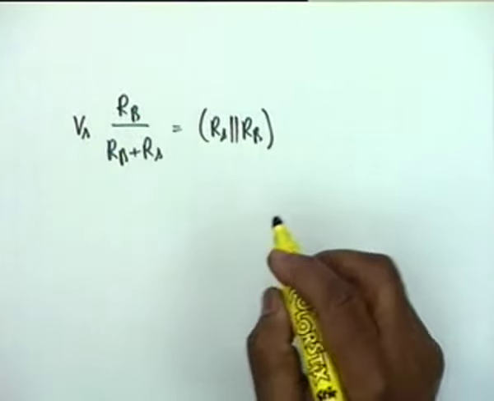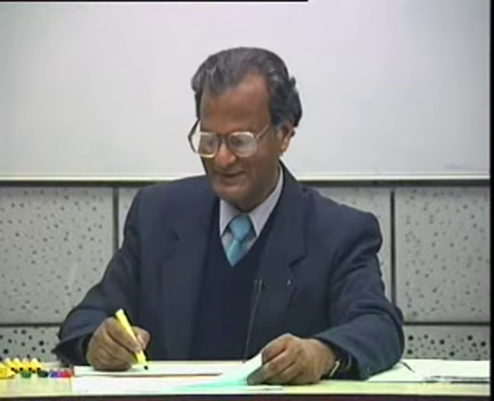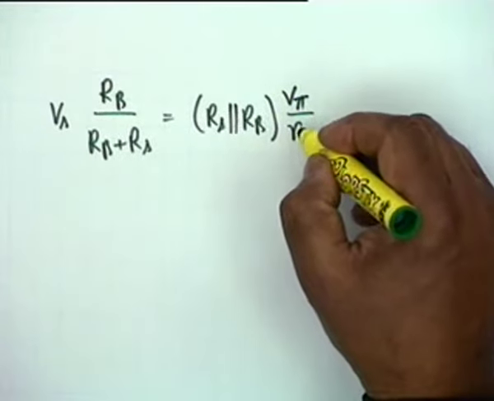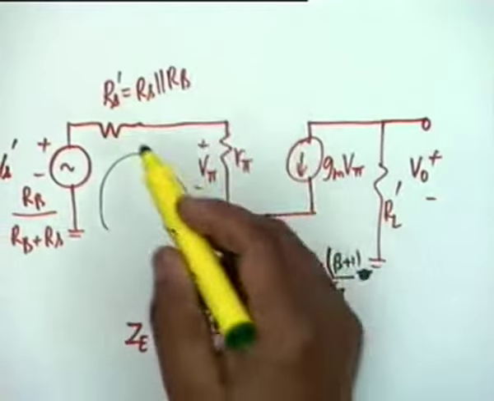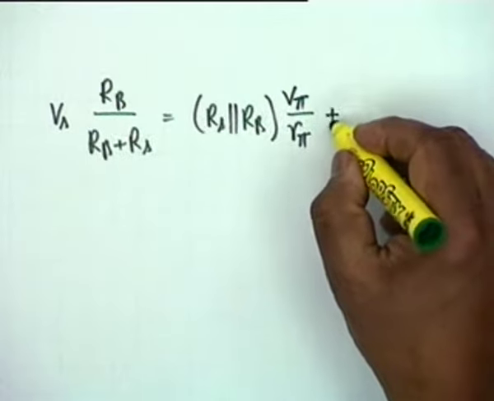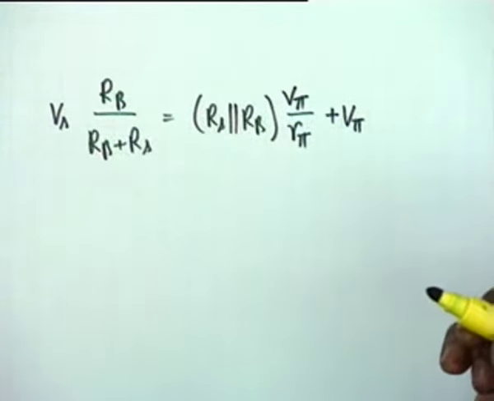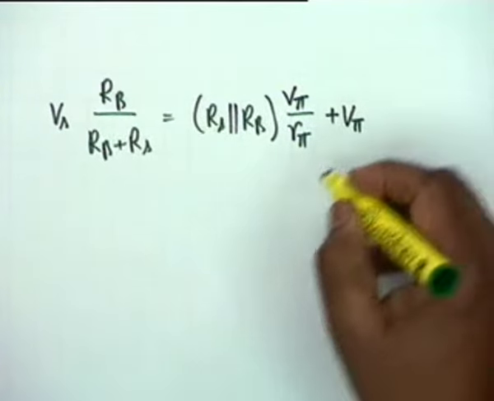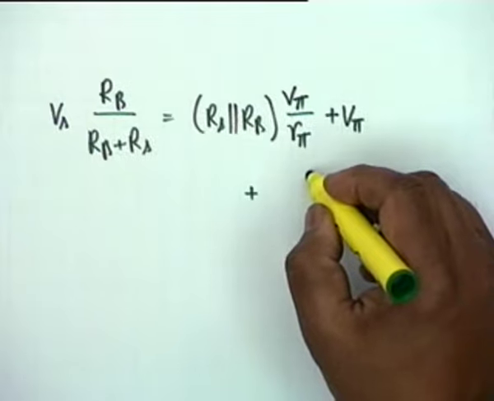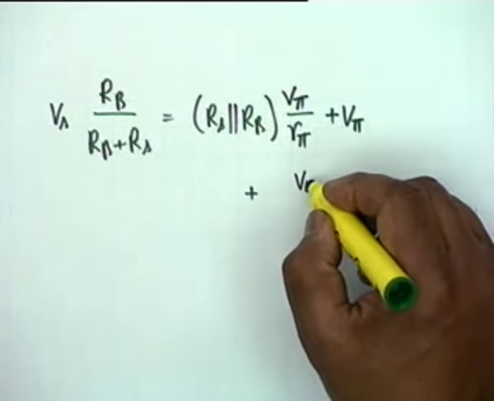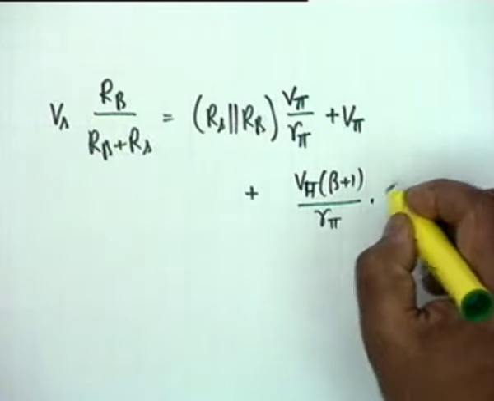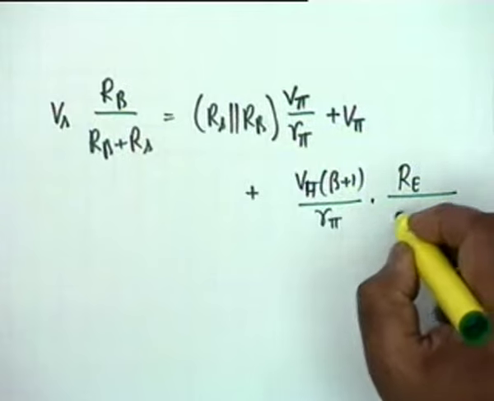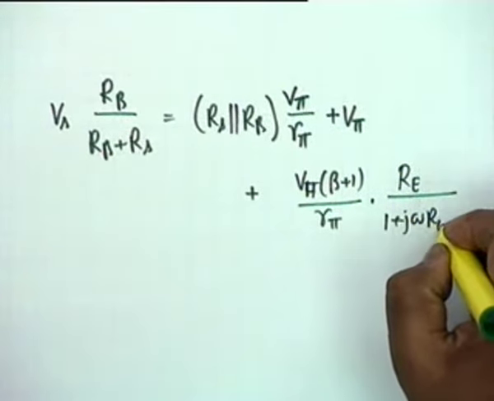the current through this. What is Ib? I don't want another notation, another symbol: V pi by R pi. Okay? This is the drop in this resistance, then plus the drop in R pi is V pi. I don't have to write V pi by R pi multiplied by R pi, it is V pi, plus the drop in Ze, which is V pi times (beta plus 1) divided by R pi multiplied by Ze, which is Re divided by 1 plus j omega Re Ce.